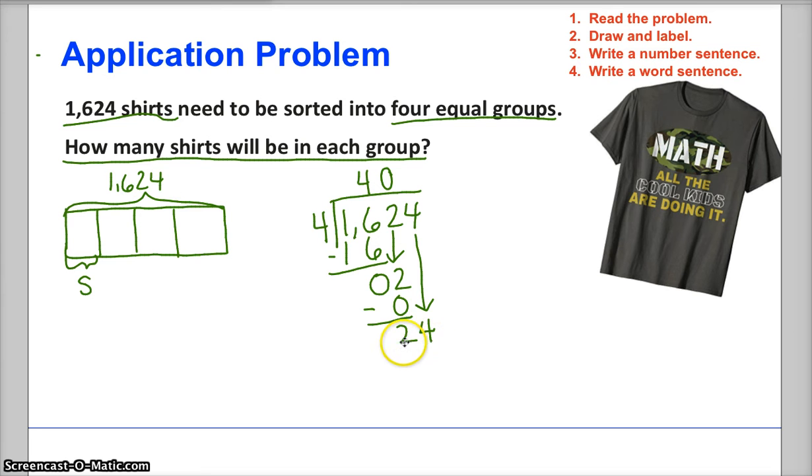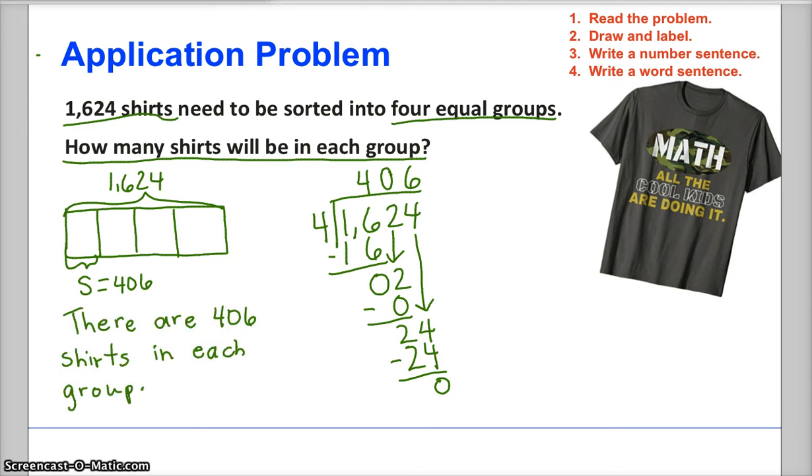Rover says repeat. 24 divided by 4 equals 6. Since this is 24 ones, the 6 goes in the ones place. 6 times 4 is 24. And I subtract and I get 0. So S equals 406. So now I'm going to pause and write my sentence. And there's my sentence. There are 406 shirts in each group. How'd you do? I hope you did a really good job.